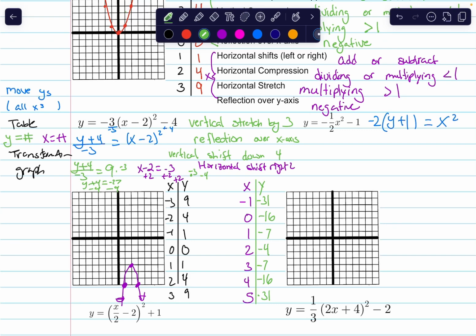So we have x and y. And oopsies, let's erase it. There we go. So we have -3, 9, -2, 4, -1, 1, 0, 0, 1, 1, 2, 4, 3, and 9. Okay, so let's talk about the first one. We have -2 times y plus 1 equals 9.